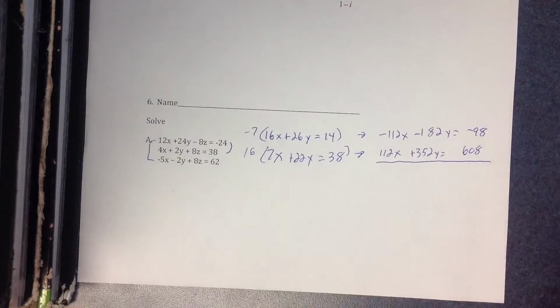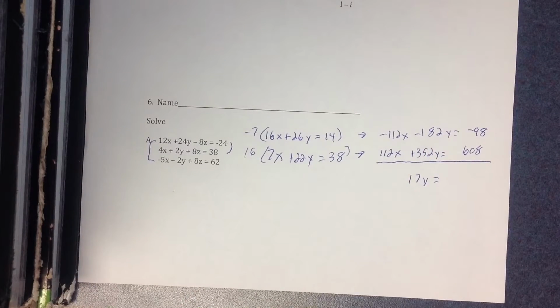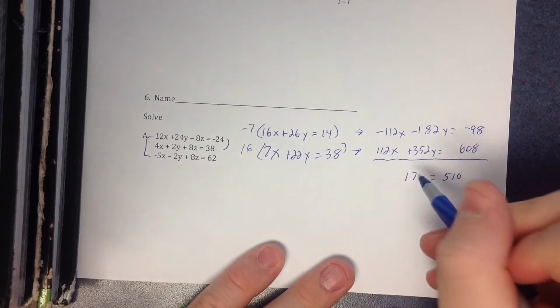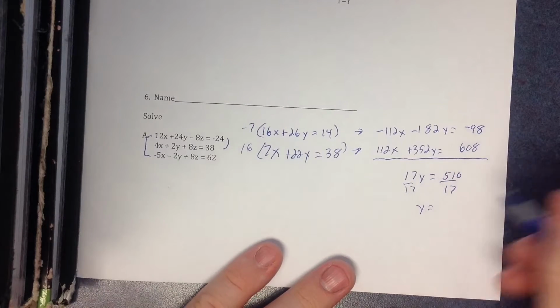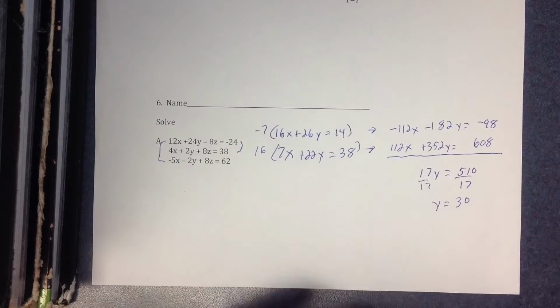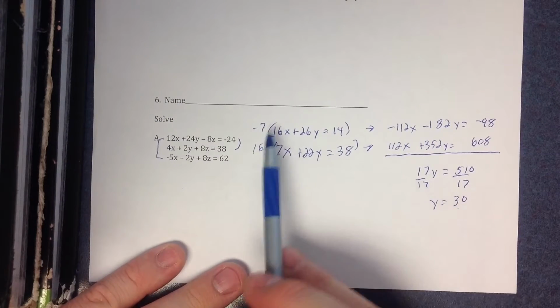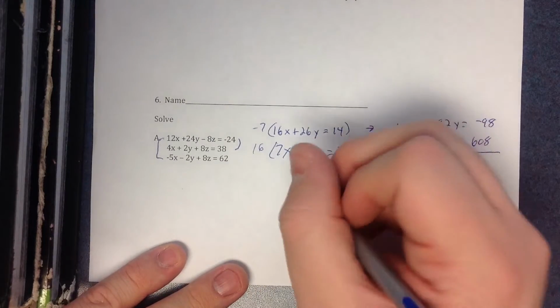So if I add these together, negative 182 plus 352 is 170, so I have 170y. And negative 98 plus 608 is 510. And if I divide both sides by 17, I get y equals 30. So then I need to take that value and plug it back in to one of these equations. So I'll just take the top equation.